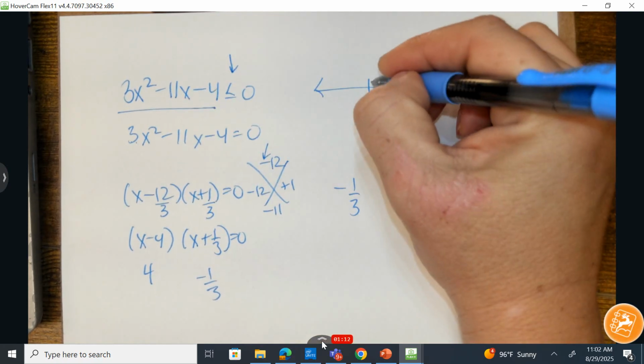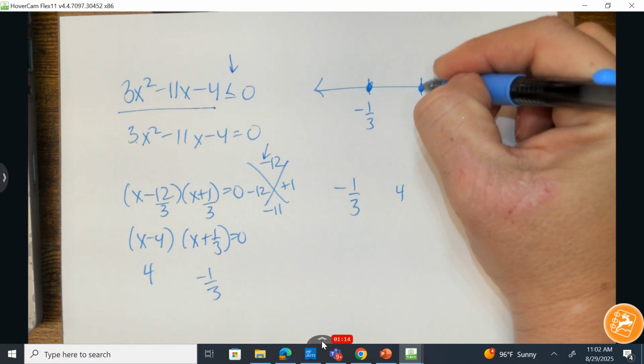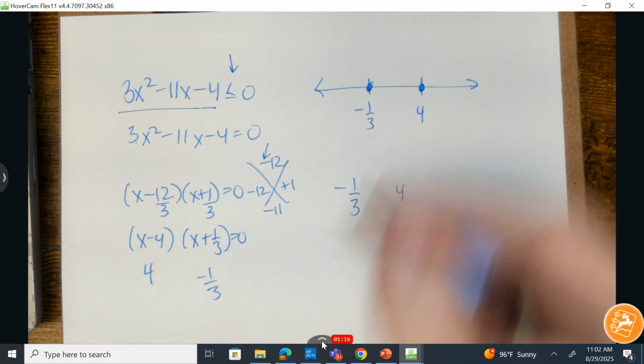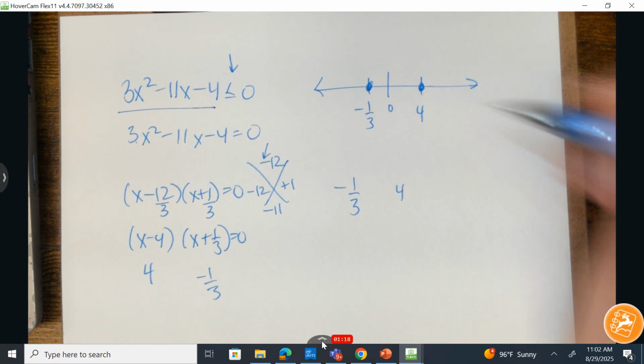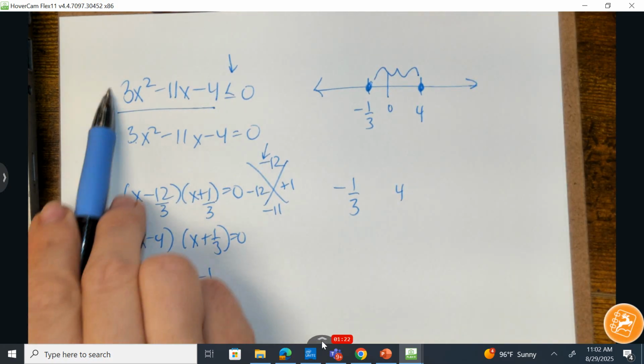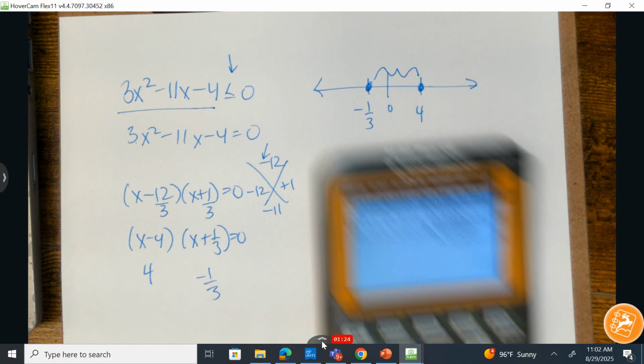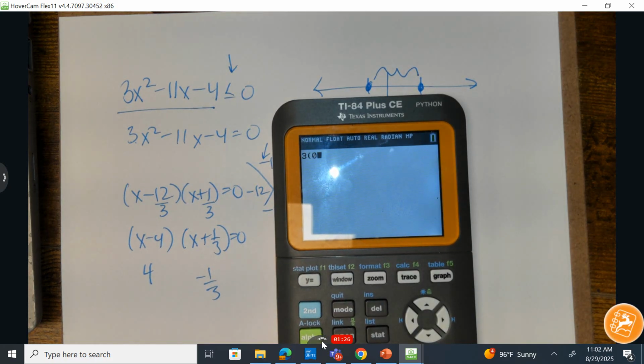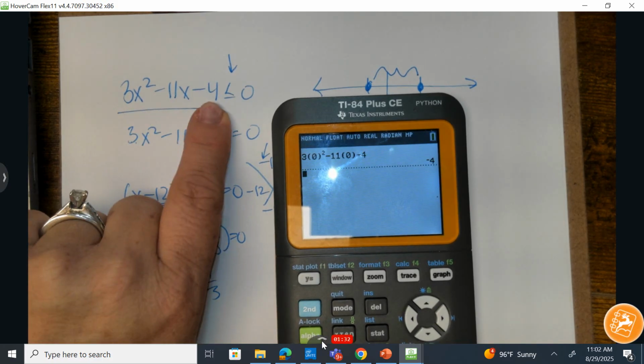This tells me I'm going to do a closed dot, which means it's part of the solution set. And now where does 0 land? Well, because it's not a hash mark, I'm lucky. It's going to be in between here. I'm going to test this. So I'm going to plug 0 into the left-hand side at this moment. So 3 times 0 squared. You're welcome to do this in your mind if that's a possibility for you. So when I plug in 0, I get negative 4.